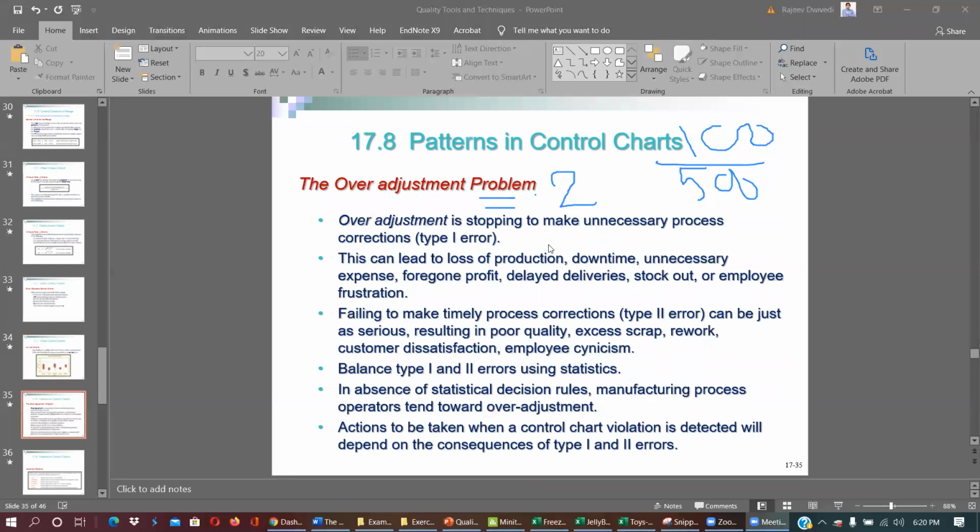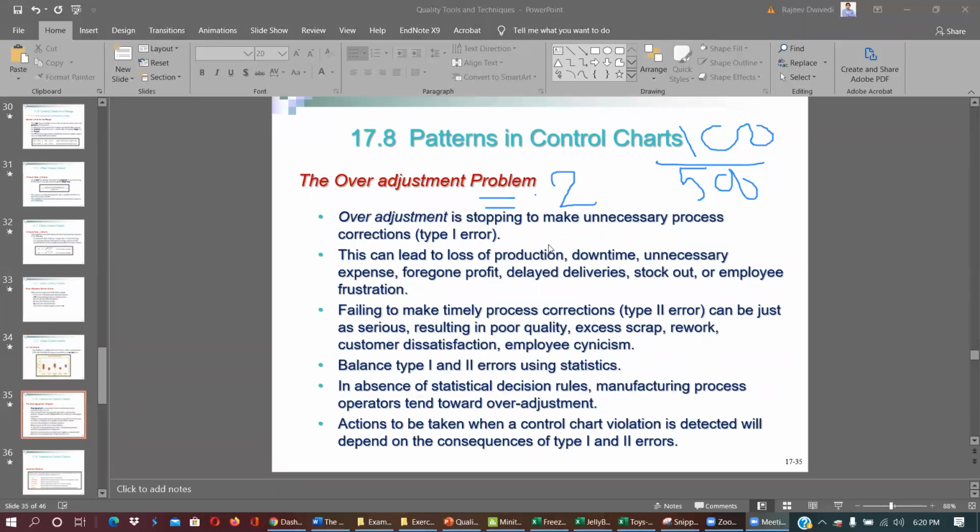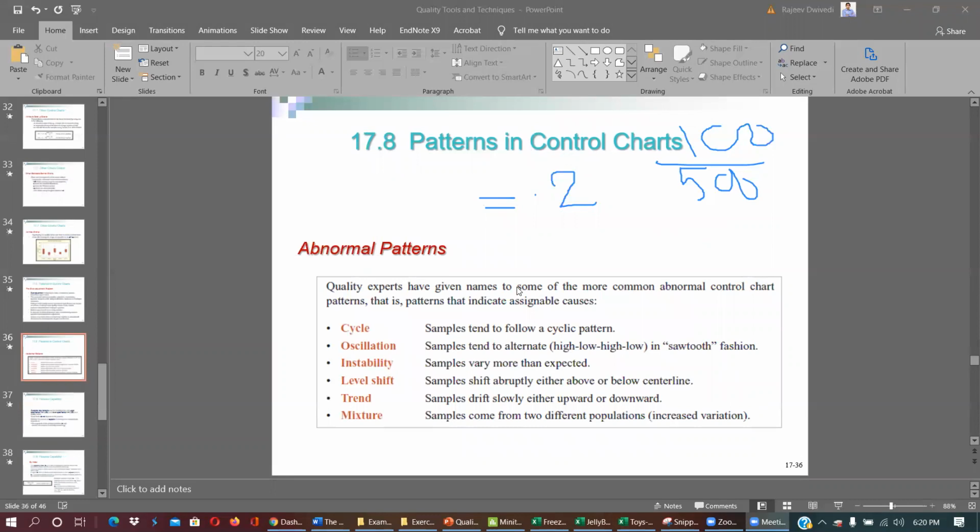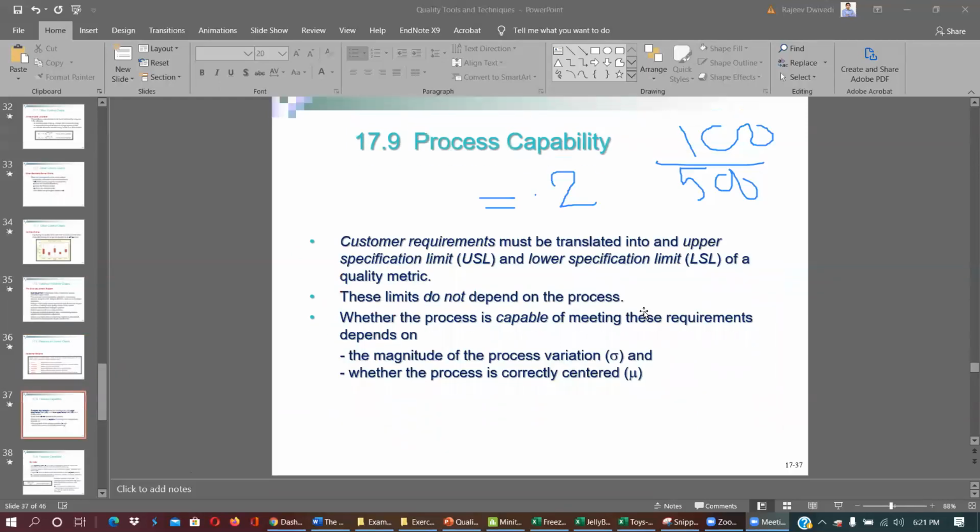Now patterns in control charts. Abnormal patterns: cyclic, oscillation, instability, level shift, trend, and mixture. Basically, I'm not going into all the data, but you can see from the pattern which kind of thing is there.